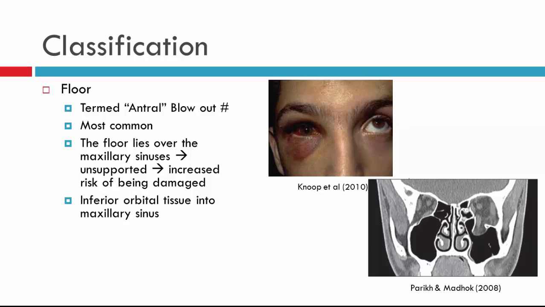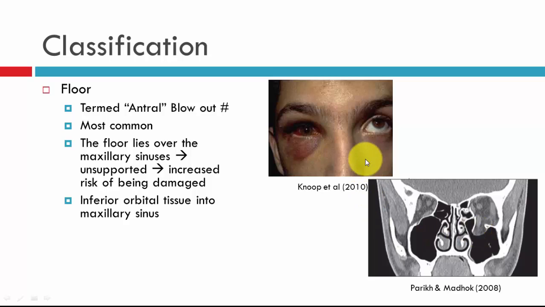Sometimes it can be multiple. So let's start off with the floor. If you have a floor blowout fracture, you call it either a floor blowout fracture or an antral blowout fracture. And in the scan here, we can see that this individual has a floor blowout fracture of the left eye, and we have prolapse of tissue here as well.